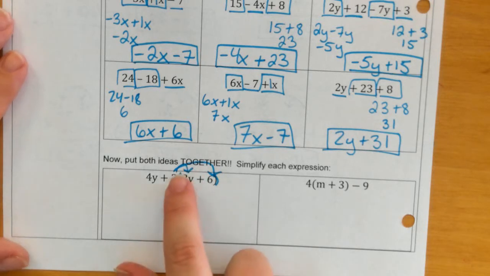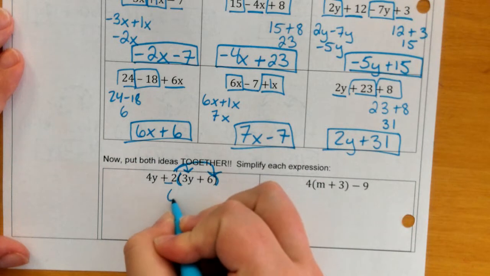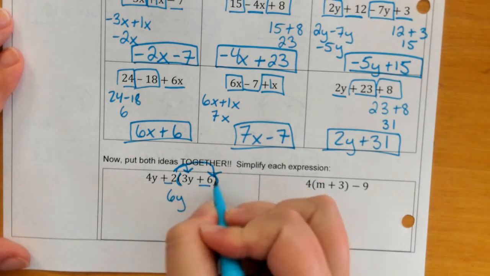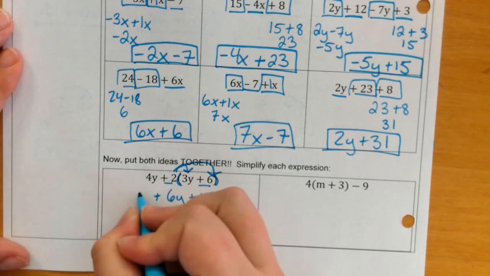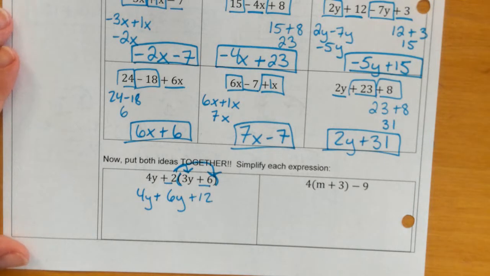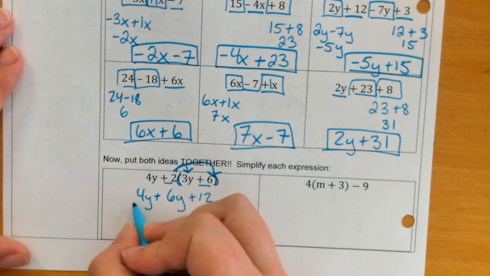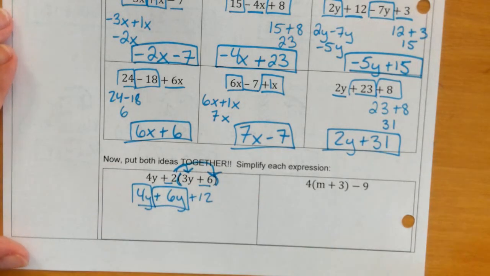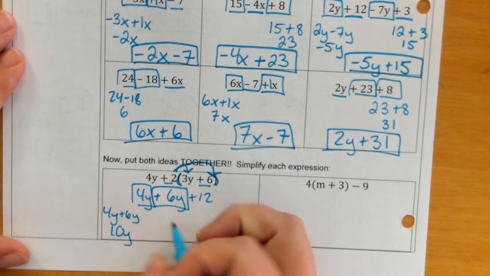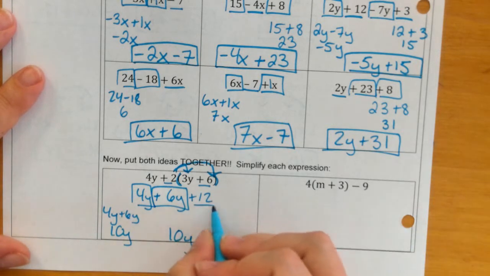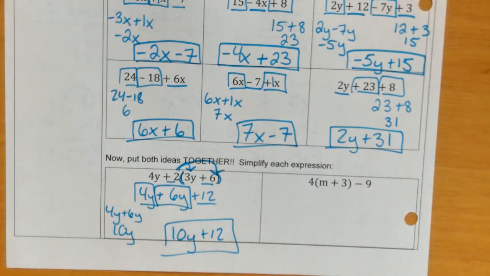So what you should have gotten when you distribute here, this is a positive 2. 2 times 3 is 6, that's 6y. 2 times positive 6 again is 12, positive 12 or plus 12. And then I'm just going to copy down the 4y. Now that I don't have parentheses anymore, I can look for like terms. Oh, this 4y and this plus 6y are like terms. 4 plus 6 is 10. So this is going to be 10y, and then I have that plus 12. So 10y plus 12 is what this would be as a simplified expression.